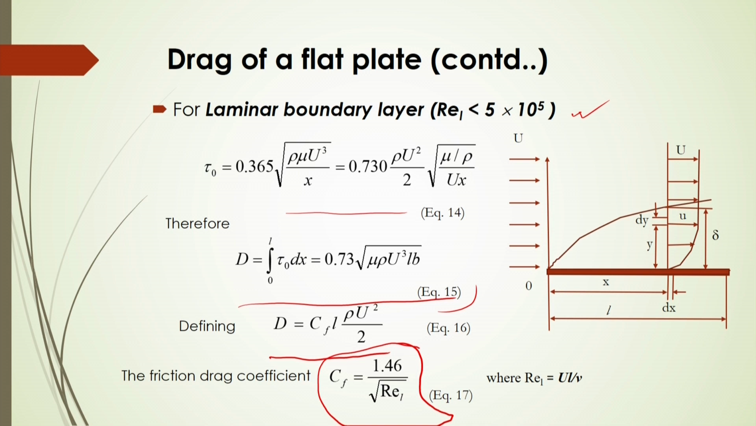So, based on equation number 14, we can calculate the shear stress, and if we know the shear stress, the drag force is given by equation number 15. Based on the general definition of the drag force, we can find the drag coefficient due to this friction, and this is called the friction drag coefficient, as given in equation number 17.